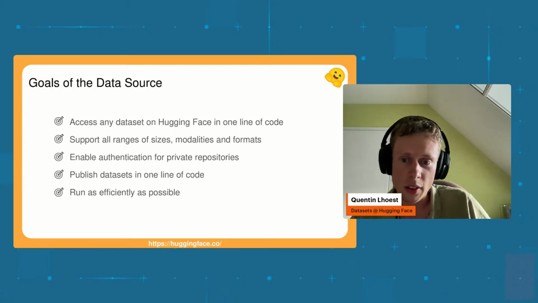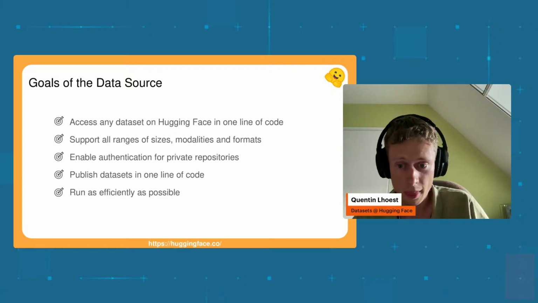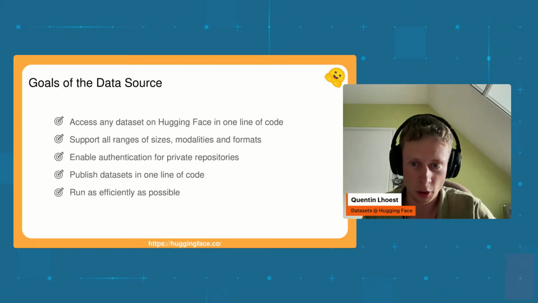Then enable authentication for private repositories. That's crucial for collaboration. Then publish datasets in one line of code. Perfect for the writer of the data source. And finally, all this must be as efficient as possible. So that's all the goals that we have for the data source for Spark for Hugging Face datasets.